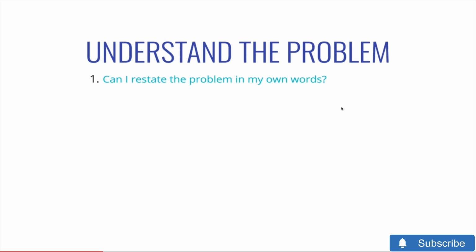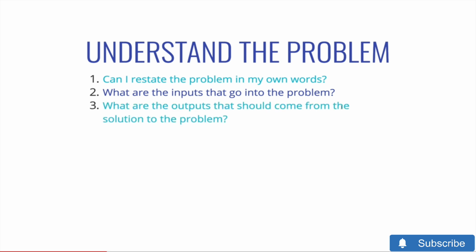You get a new question, just make sure you can restate it back, not word for word. Don't just copy what the interviewer said, but change it a bit in your own words to make sure that you actually understand what the question is. What are the inputs that go into the problem? So this is a really important one. What about the outputs? What are the outputs that should come from the solution to the problem? What should the output look like?